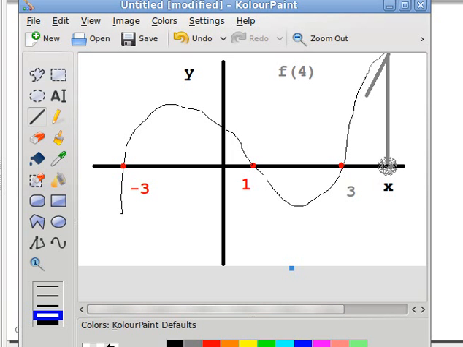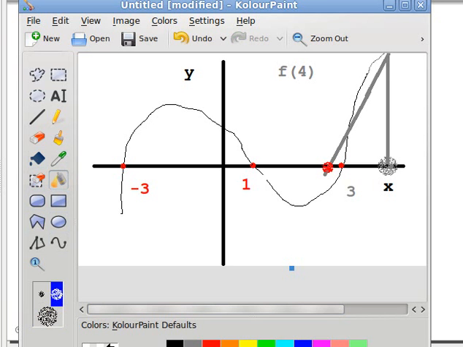Okay? Oops. Let's pretend that's a tangent line. So I draw a tangent line, and what I do next is I look at where the tangent crosses the x-axis. So the tangent crosses the x-axis right about here.